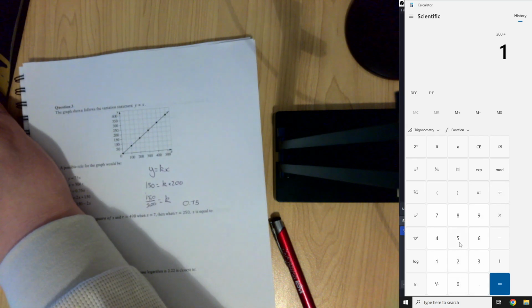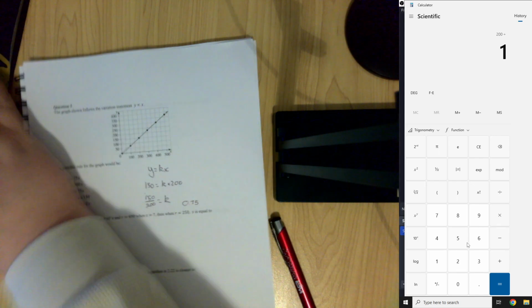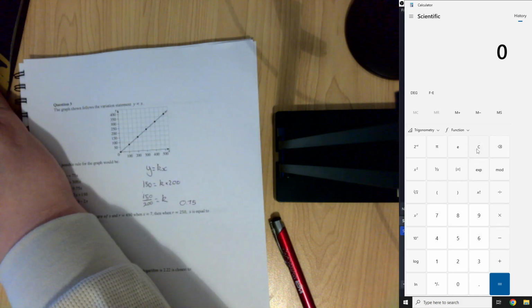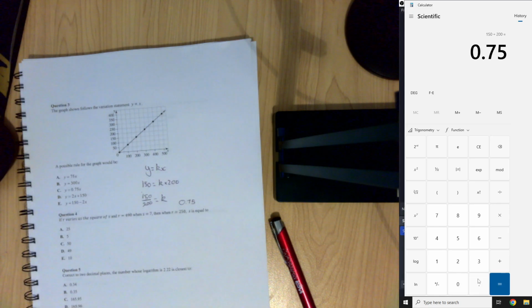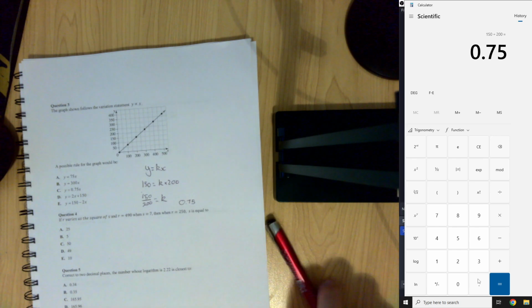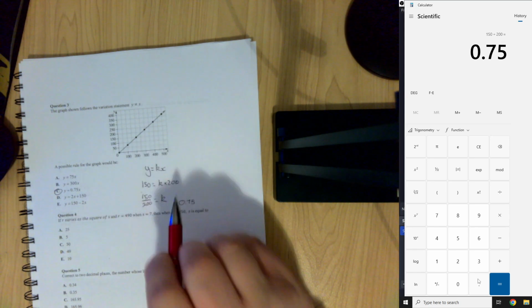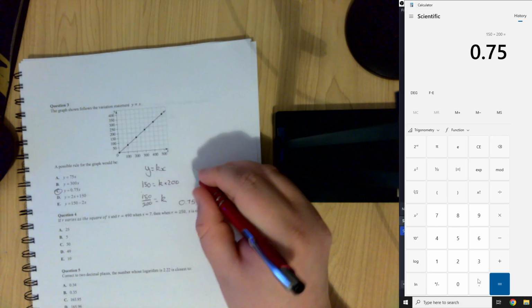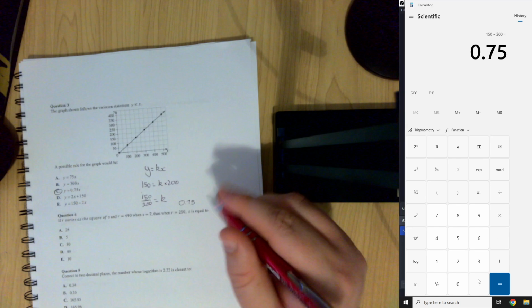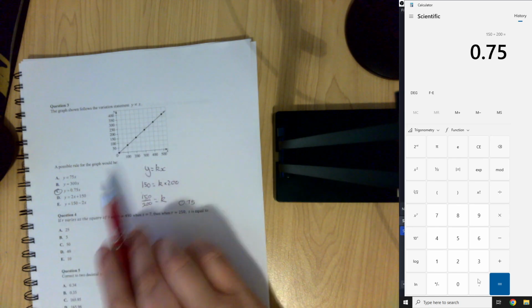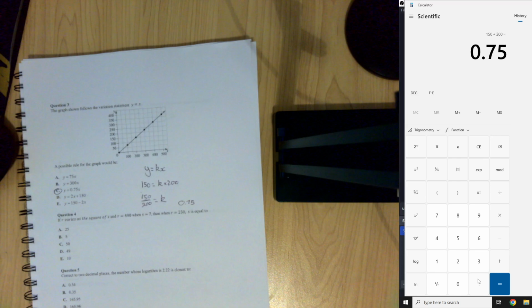I'll just make sure I've got that right. 200 over 1. Did I do that wrong way around? No, I didn't. 150 over 200. Yeah, 0.75. So I've got that, which is our answer here, so that's fine. If you didn't want to do it that way, you could do rise over run, or do y2 minus y1 over x2 minus x1. Any of those would be fine, but this is probably the most efficient way to do it.